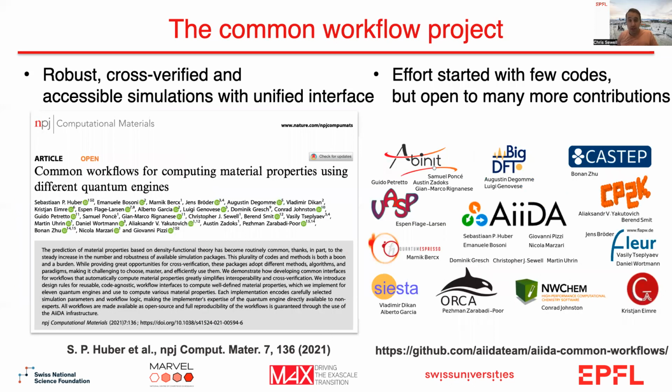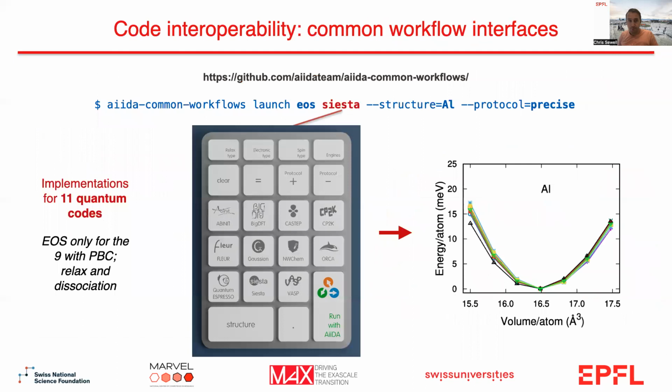At the end of last year then, we published the first common workflow paper, which is an initial implementation of our solution to compute materials properties using 11 different quantum engines, an effort which started with a few codes, but quickly was open to many more contributions. You see here all the simulation codes that are involved, and everything we did is fully open, both in terms of the data generated, but also the codes and workflows to create it.